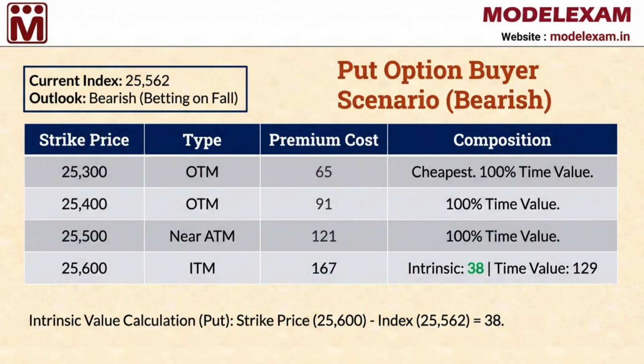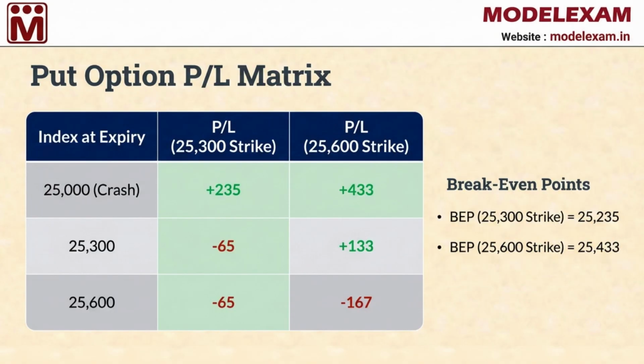Looking at the put option profit and loss matrix, we can see how different strikes perform if the market crashes to 25,000. For a 25,300 strike, your profit would be plus 235, while the 25,600 strike would yield a profit of plus 433. Your break-even points are also critical. For the strike of 25,600, the break-even point is 25,433.